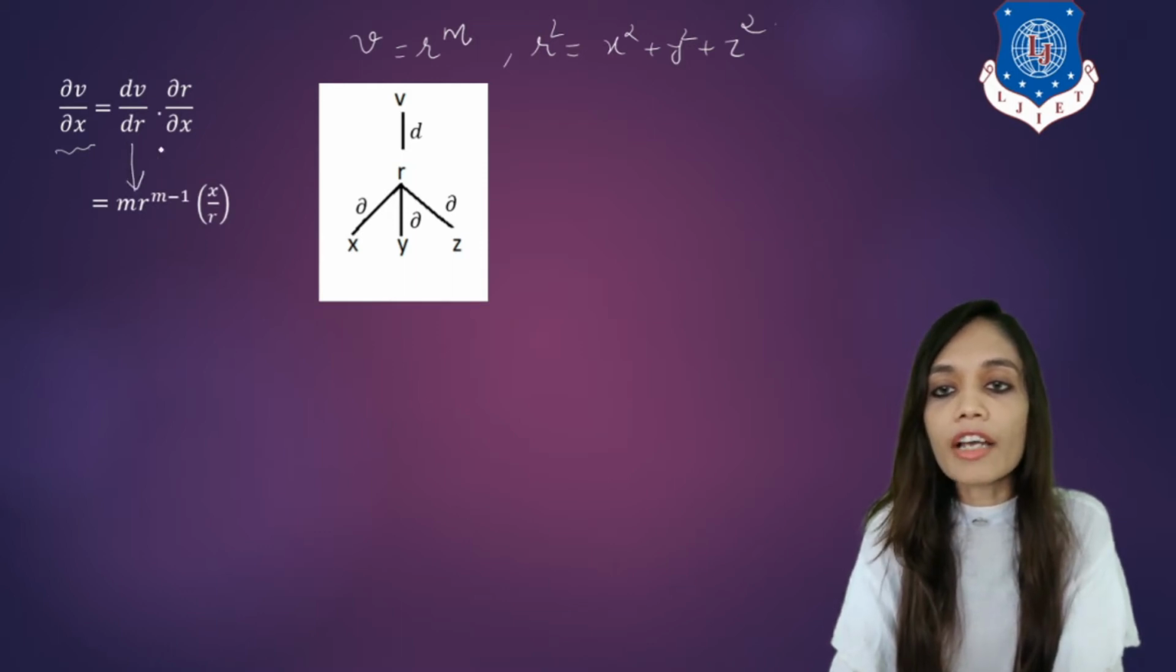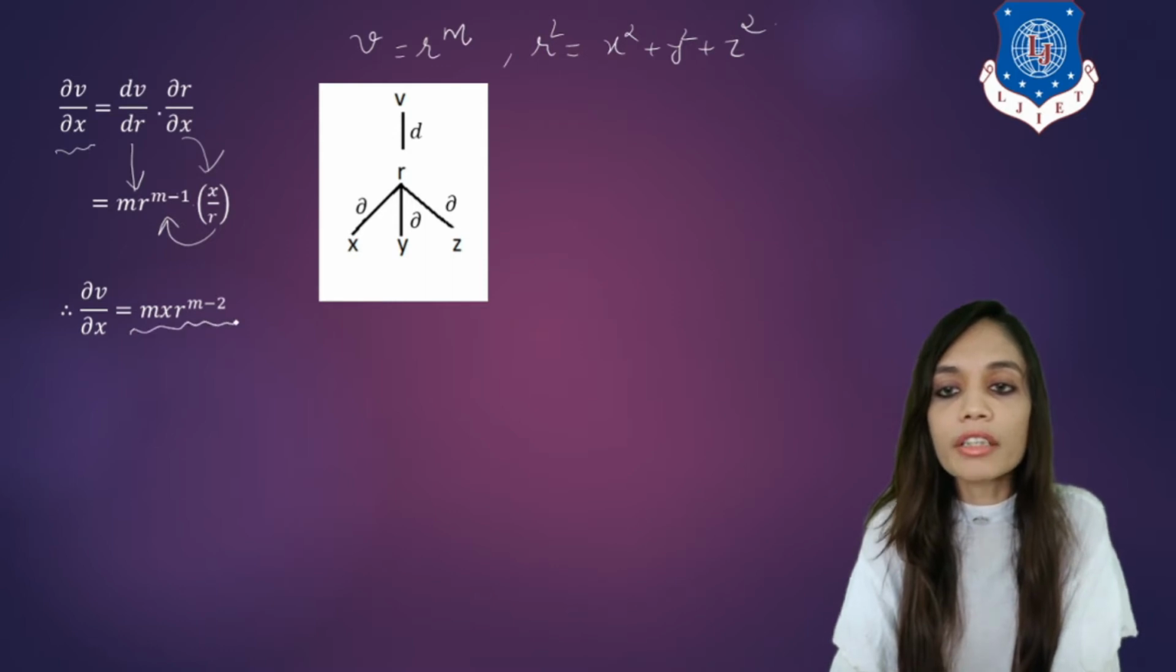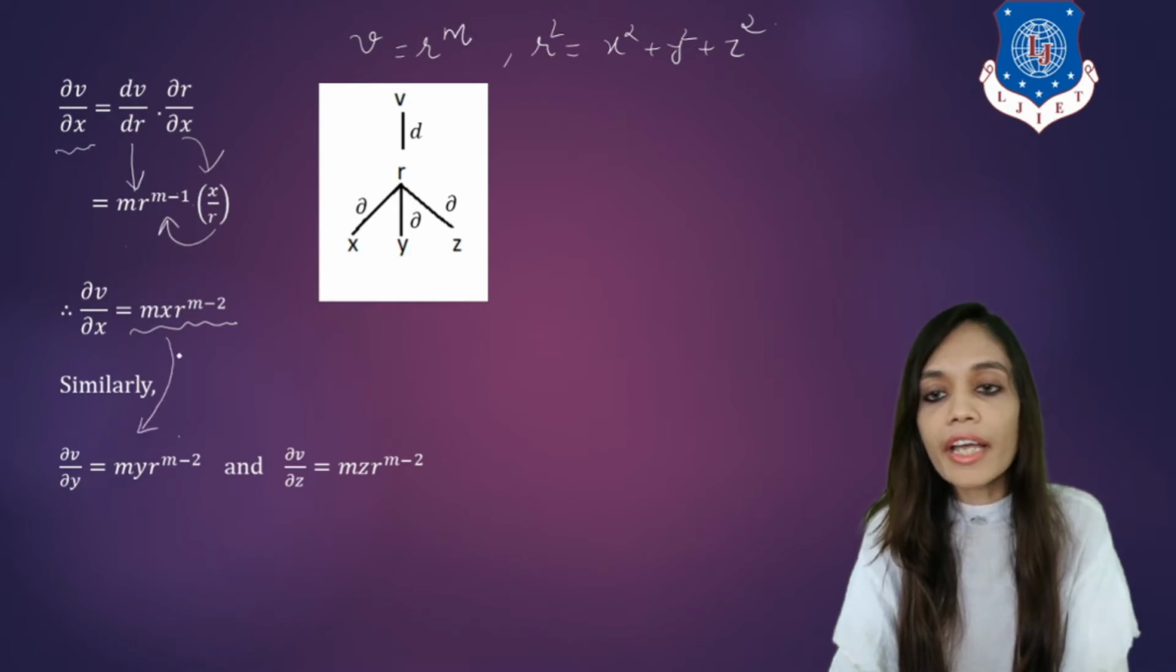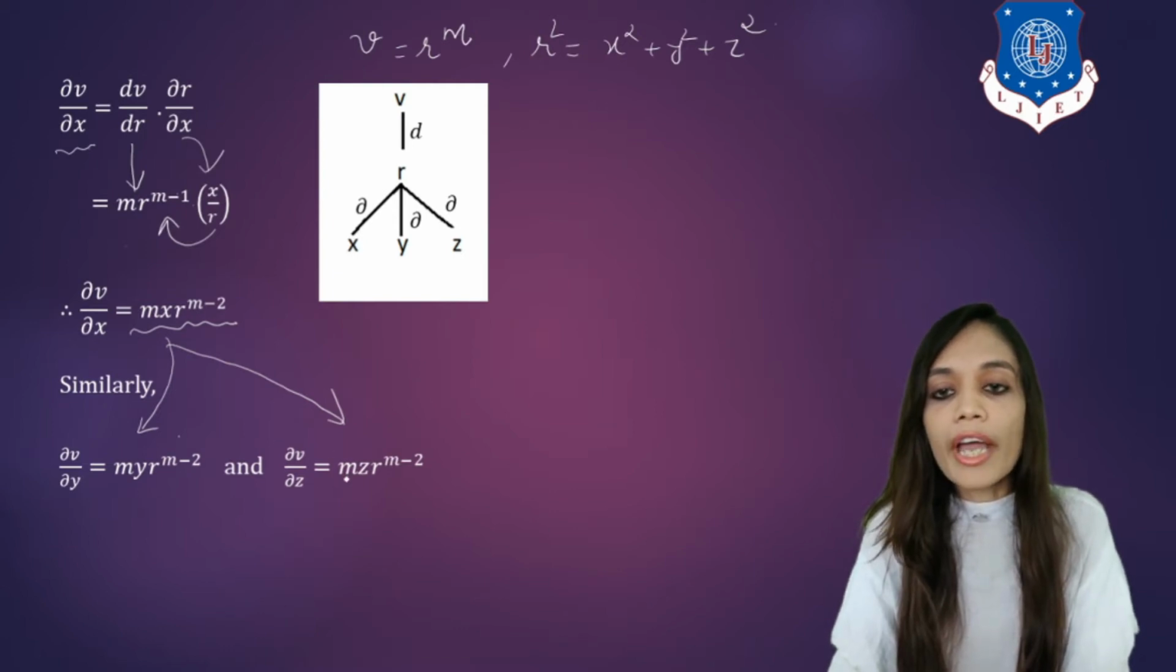So now let us find the values of the derivatives. So dv by dr will be equal to m into r raised to m minus 1. And this value we have already found out, which is x by r. So on further simplification we will get del v by del x is equal to m into x, and this term will become r raised to m minus 2. Similarly, we can find del v by del y. It will be equal to m into y r raised to m minus 2. Just replace x by y and then replace x by z. So del v by del z will be equal to m z r raised to m minus 2.